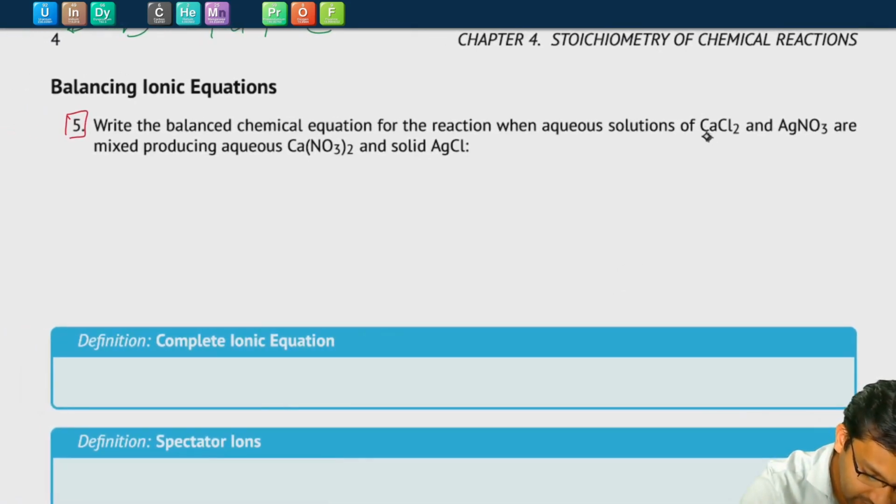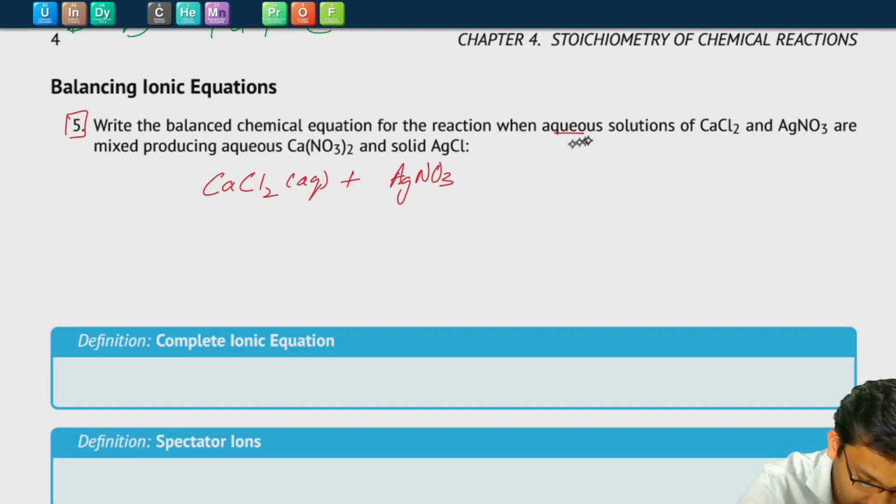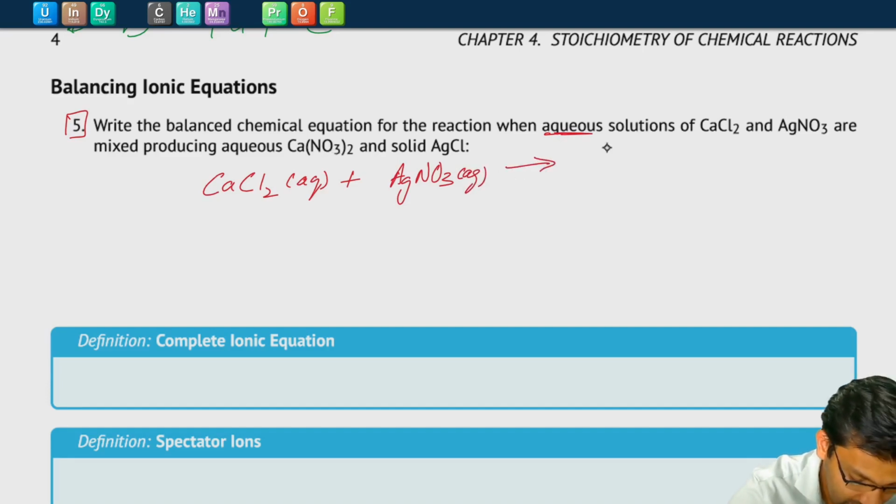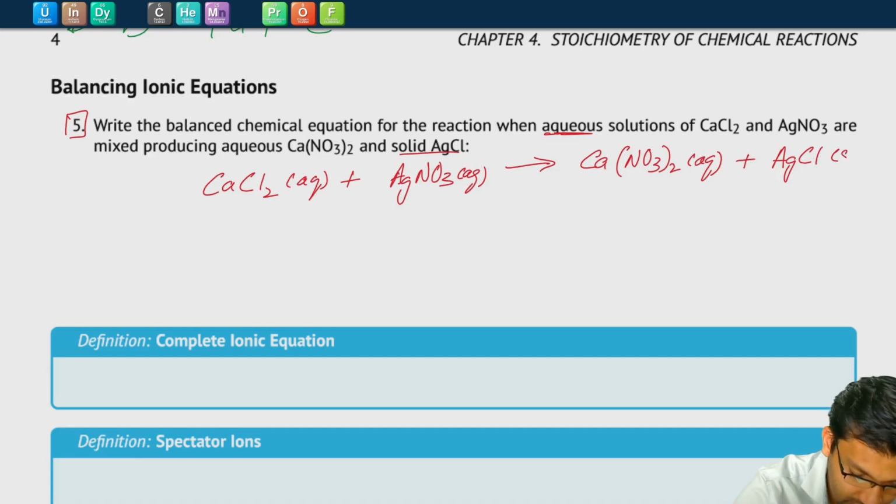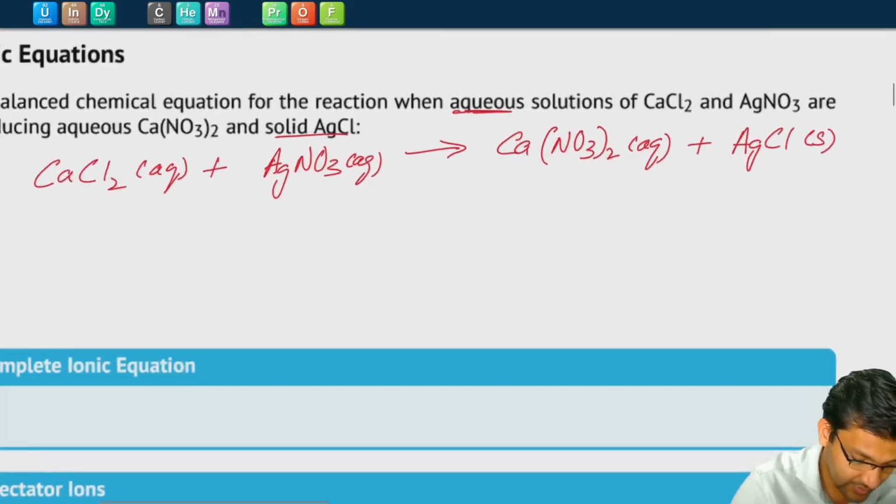So we have calcium chloride, so that's CaCl2, and it says that it's aqueous, so that's just AQ, plus AgNO3, that it also says is aqueous, so let's put that down. And it produces aqueous calcium nitrate, so that's Ca(NO3)2, aqueous, and solid silver chloride, so that's AgCl, solid. And let's balance this equation.